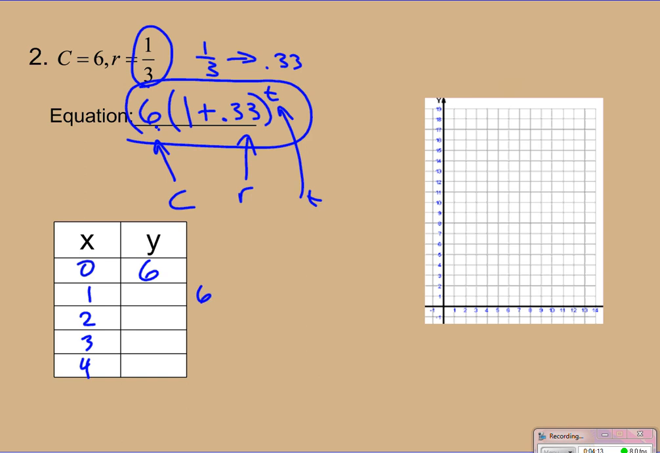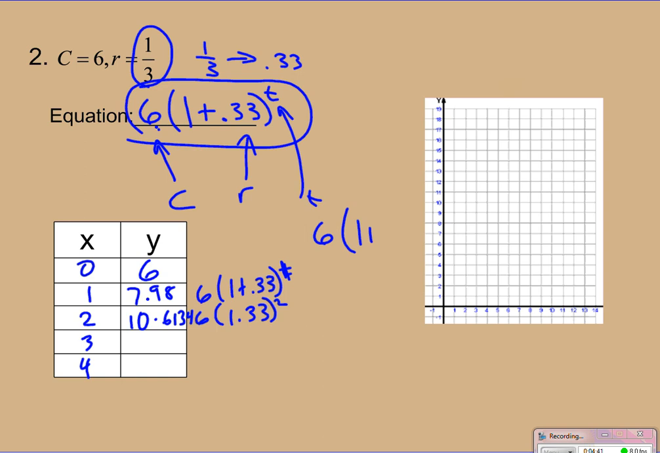At 1, it's going to be 6 times (1 plus 0.33) to the T. T is going to be 1, so I'm going to take 1.33 times 6. That's going to give me 7.98. Now I'm going to square it. So 1.33 squared times 6 is going to be 10.6134.